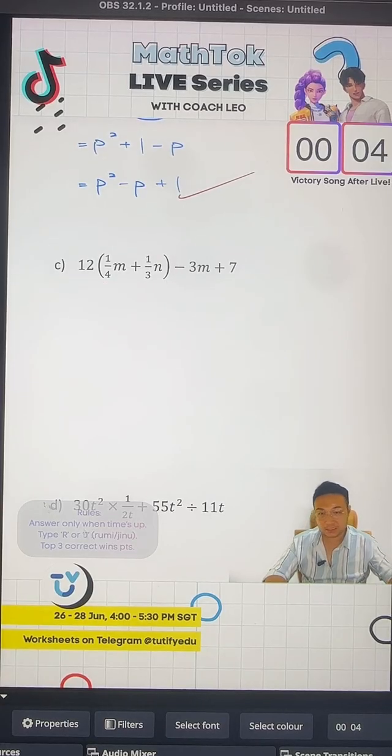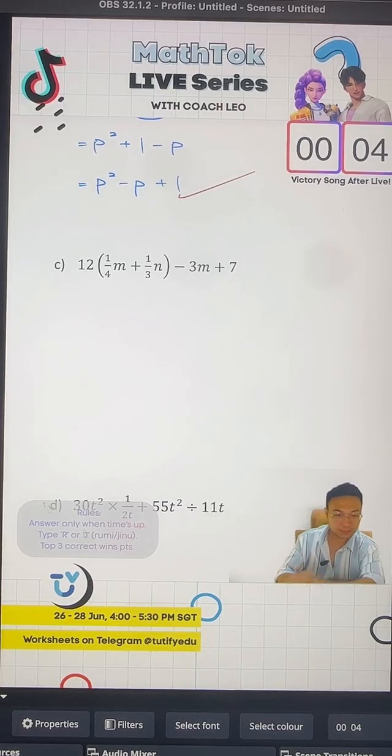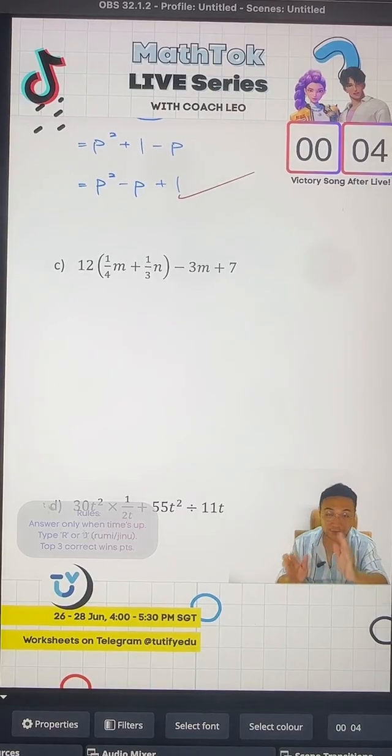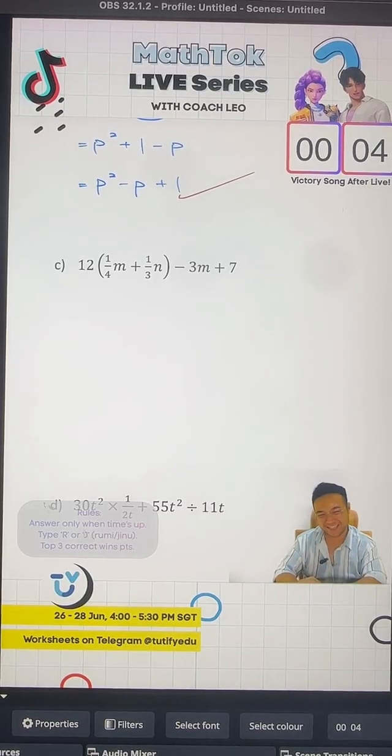Then you can type your answer in the chat. Are you ready? Please start working on it right now. Then I will give you the countdown timer. After the countdown timer runs out, then you can type your answers, okay?